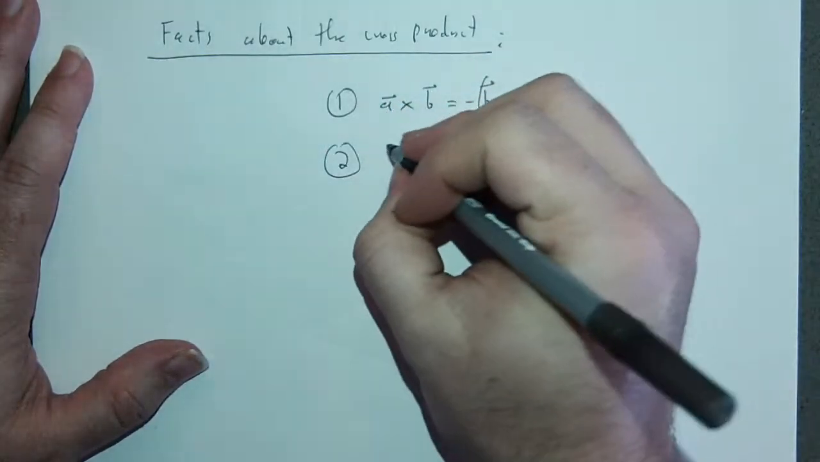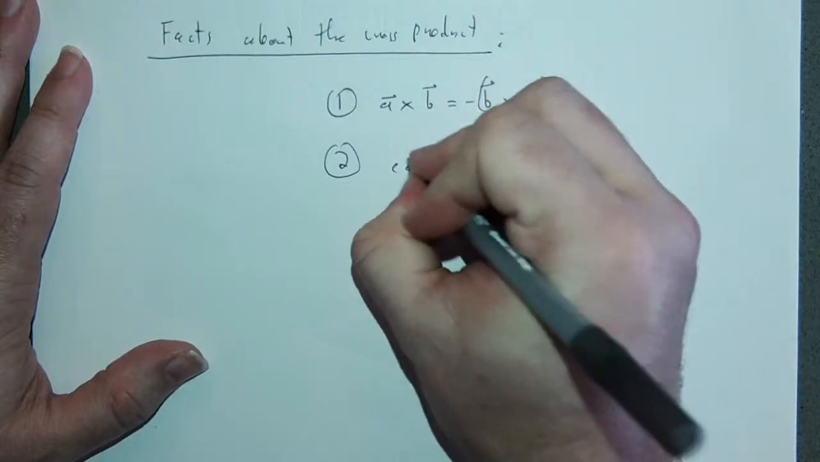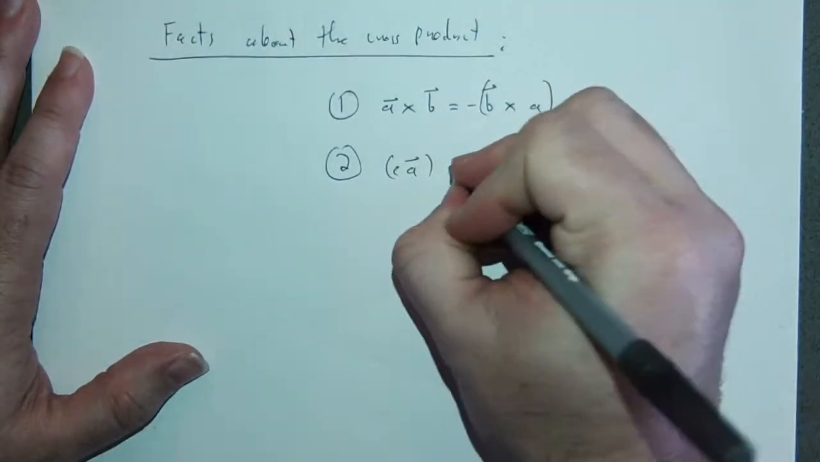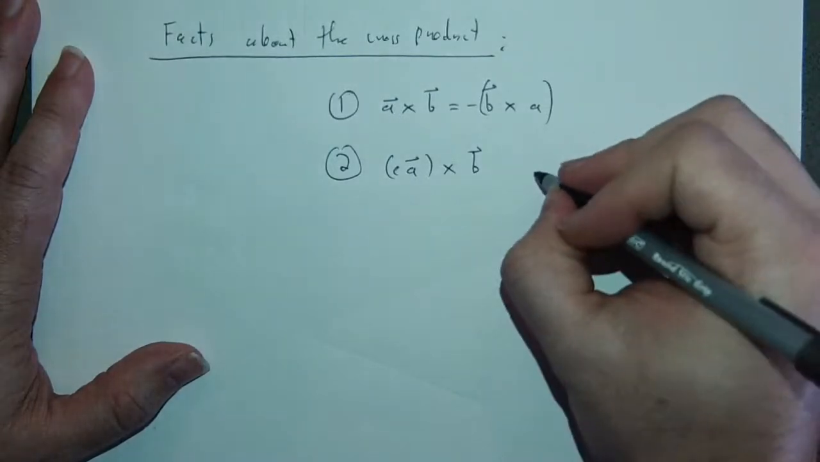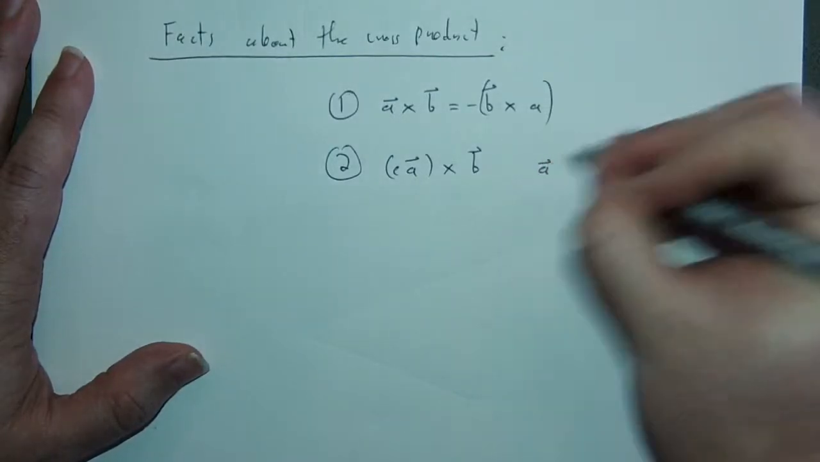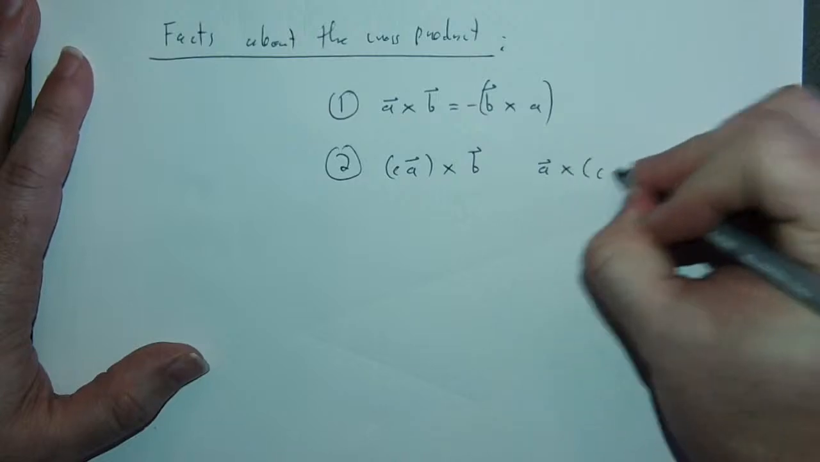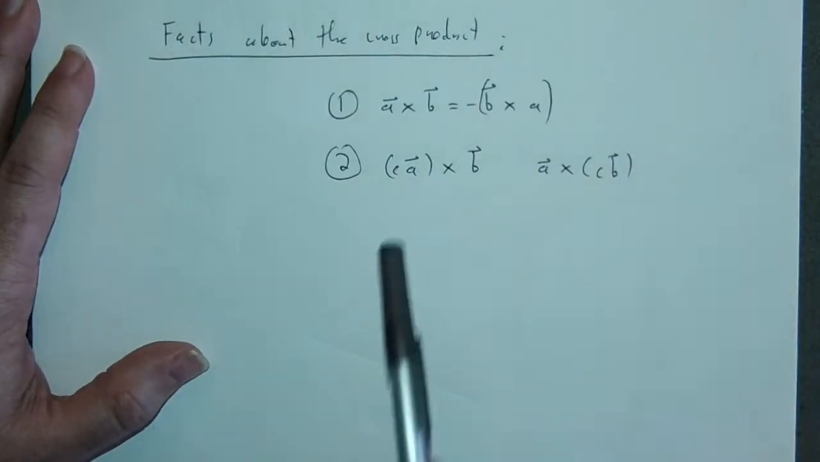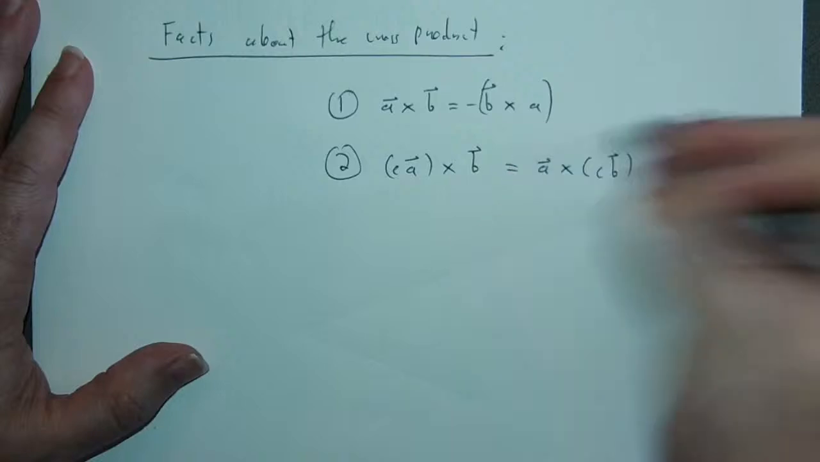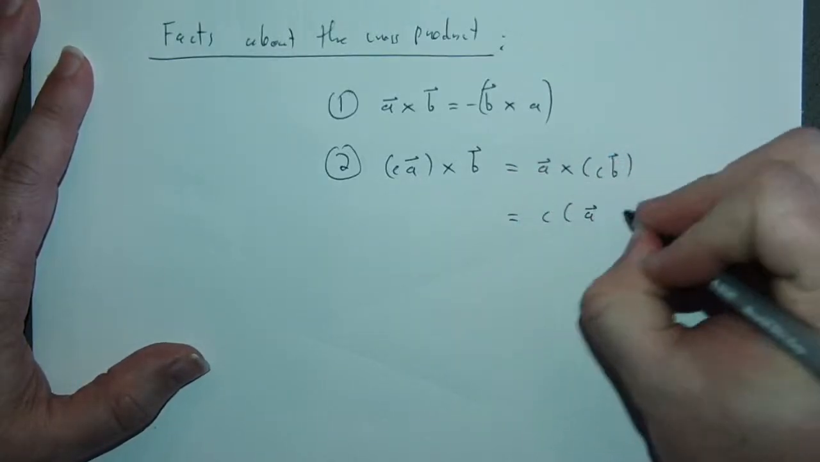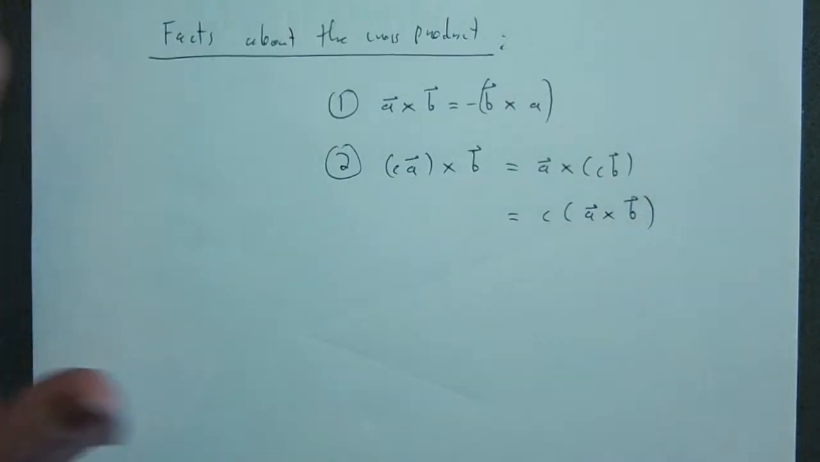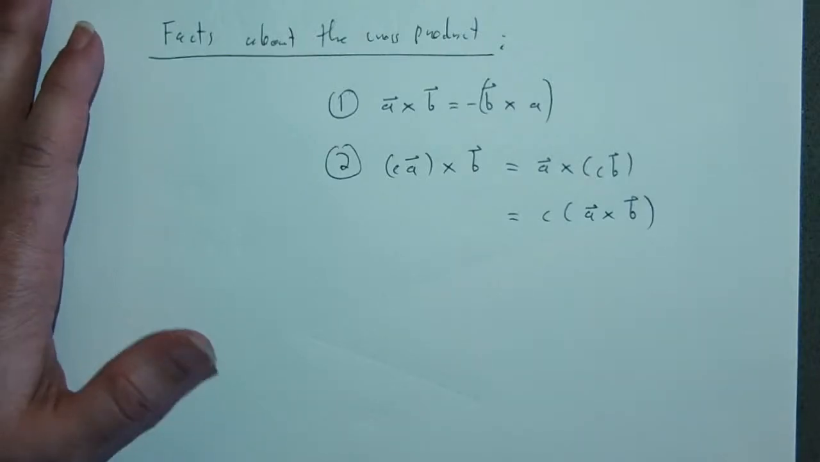If I scalar multiply vector A and then I cross that vector with B, how is this related to doing the same thing except in the B slot? All right. Well, these are equal. In fact, they're both equal to just scalar multiplying A cross B itself. Okay, and you can check that if you like. Just from the definition of the cross product, you can check that this is exactly how this works.